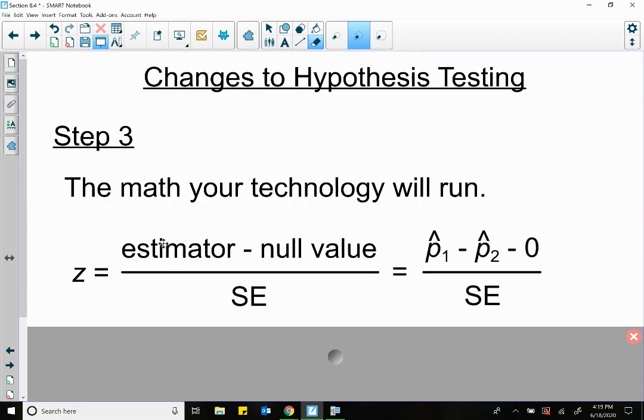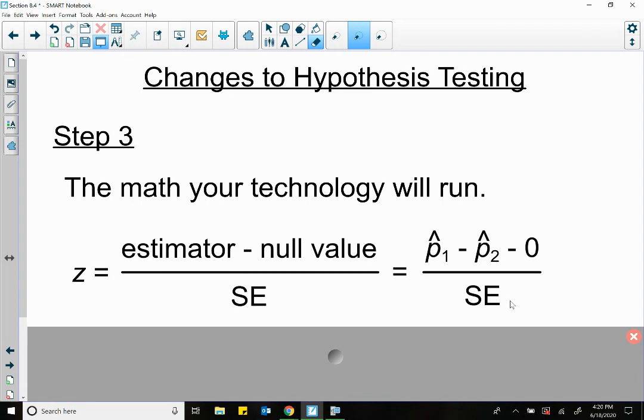Then over here, the estimator: this P hat is when you take the successes divided by the total for P1, your population 1. And this P hat is when you take the successes divided by the total for your second sample. So this is figuring out the probability of success for your first sample minus the probability of success for your second sample. That's the estimator: P1 hat minus P2 hat. The null value is always going to be 0 because we are assuming that they are not changed from the beginning. They are the same.